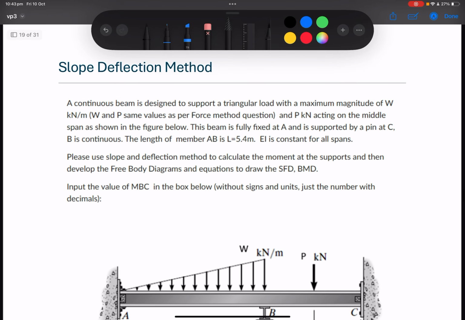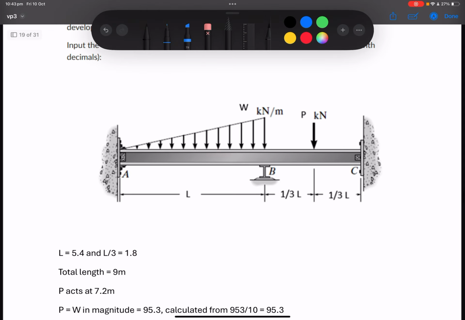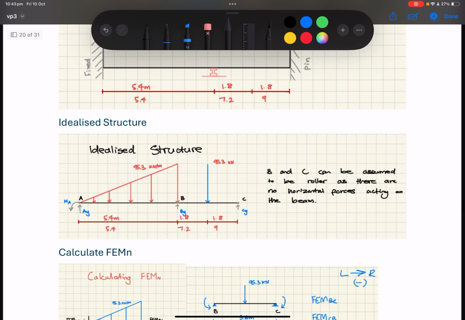Now I want to go to the slope deflection method. Once again, W and P are unique to students. 95.3 for my one with length of 5.4. Over here I got the idealized structure to make it easier for analysis.